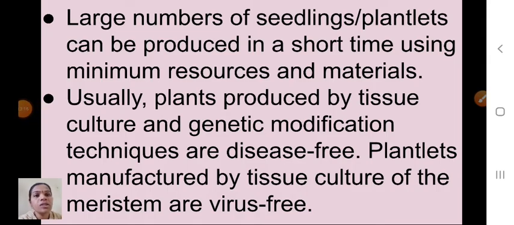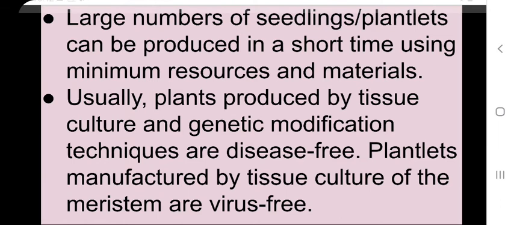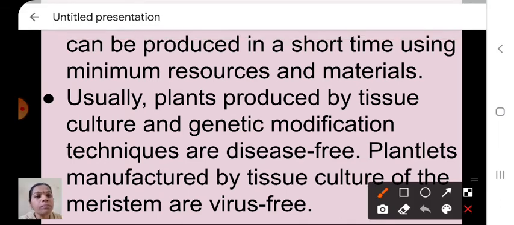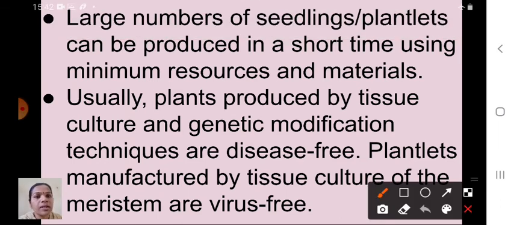Next one is, large numbers of seedlings and plantlets can be produced in a short time using minimum resources and materials. Okay, children. Usually, plants produced by tissue culture and genetic modification techniques are disease free. This is another important thing. Plantlets manufactured by tissue culture of the meristem are virus free.